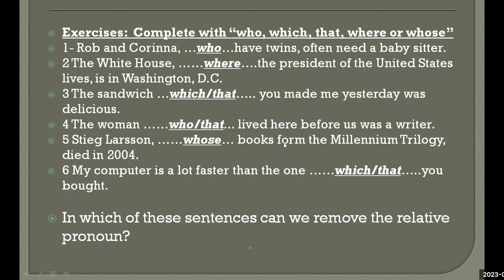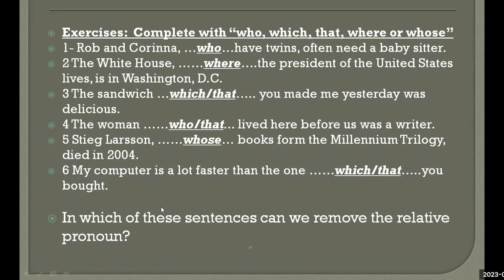Stieg Larsson, whose books formed the Millennium Trilogy, died in 2004. Whose books? So he is the writer of these books. My computer is a lot faster than the one which you bought or that you bought.